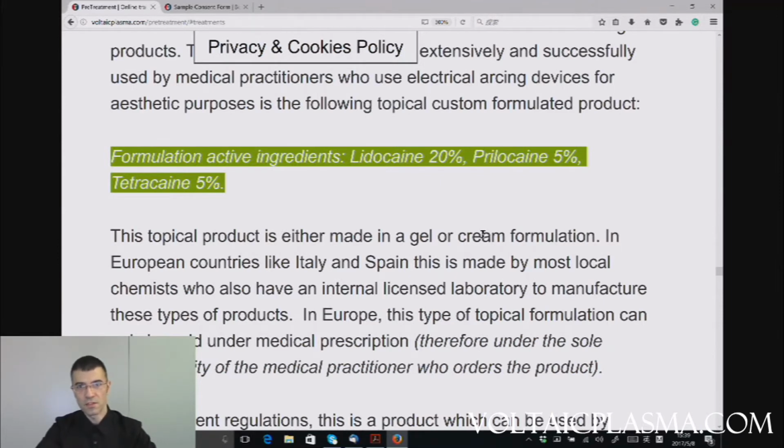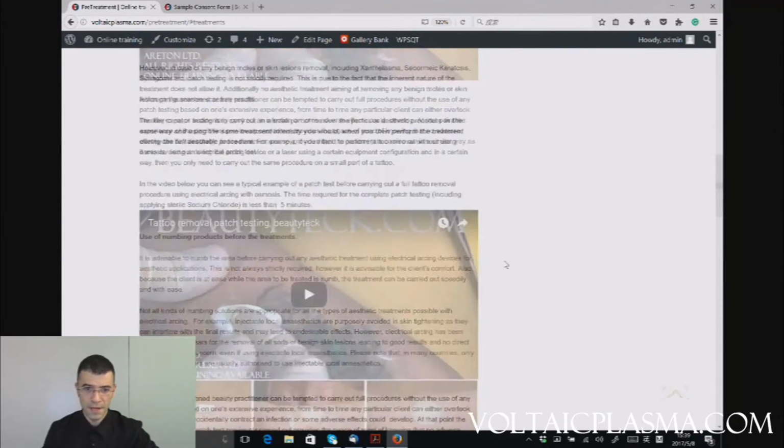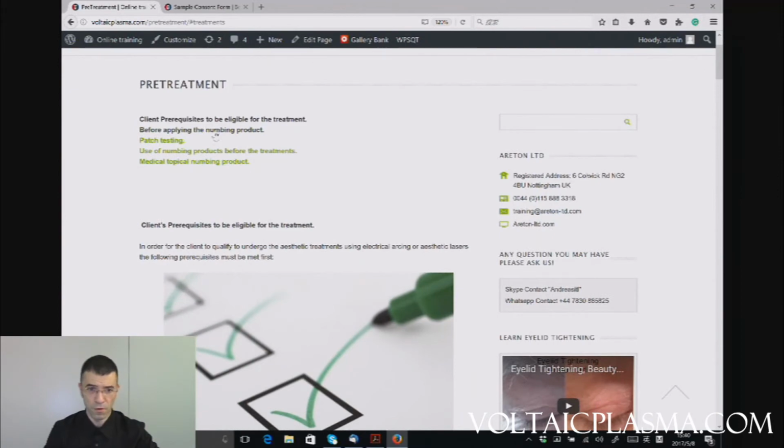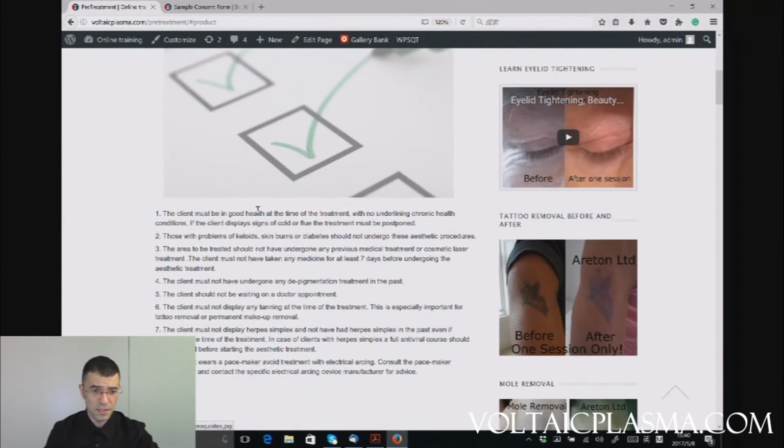But the numbing effect is not as long as in this type of product, 20% lidocaine, 5% prilocaine, and 5% tetracaine. Whereas with this particular medical grade product, which you can find from labs, you have the area numbed within minutes without even applying occlusion, and the numbing effects are extremely good. So we talked about this topic, so we're going to go and talk about other prerequisites before concluding this video. Now, we talk about clients' prerequisites here.